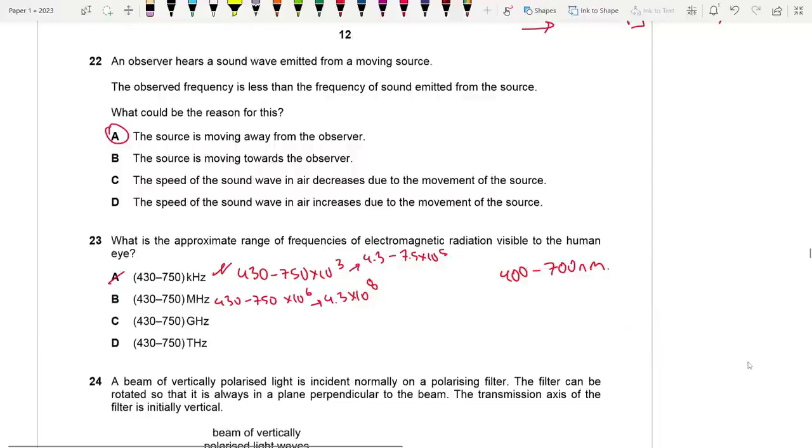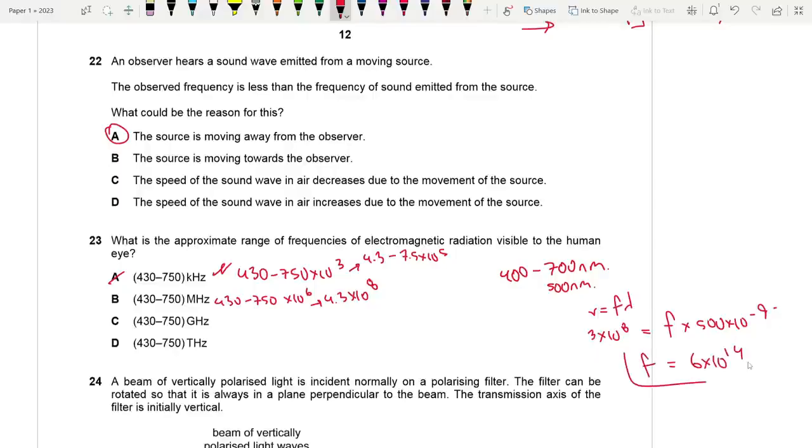So why don't I just take a middle value? I can take 500 nanometers. We know that the speed of light in vacuum is 3 times 10 to the power 8, v equals f lambda. So 3 times 10 to the power 8 equals the frequency times 500 times 10 to the power minus 9. Dividing, this gives you a value of 6 times 10 to the power 14. This is what I'm looking for.